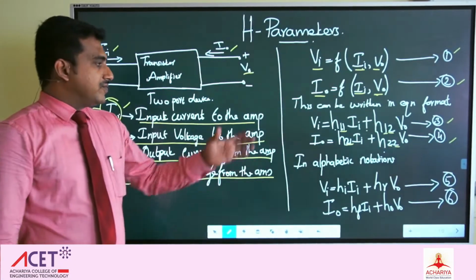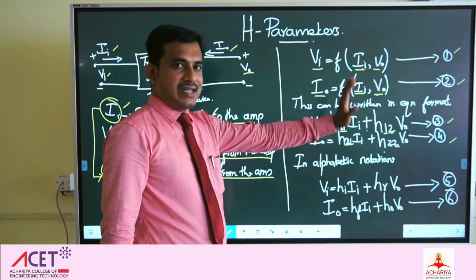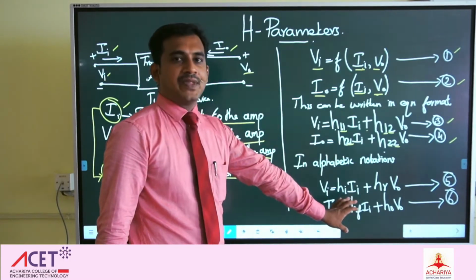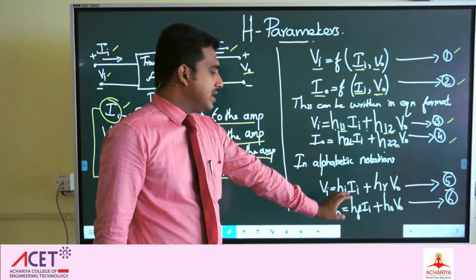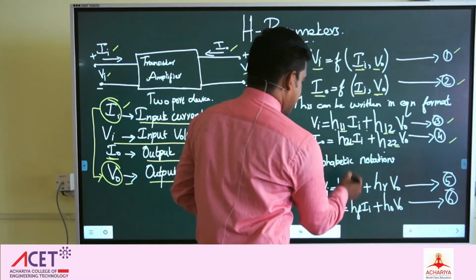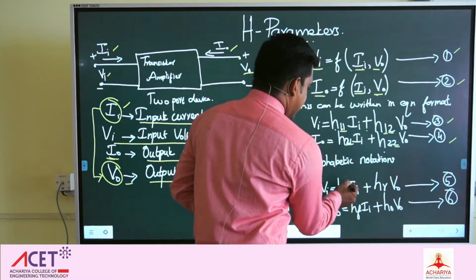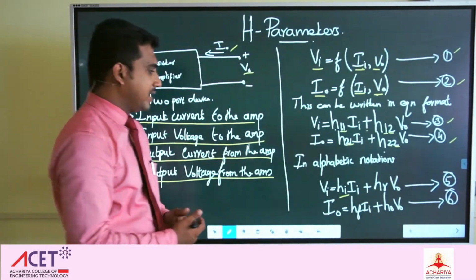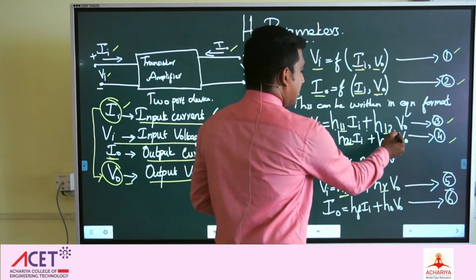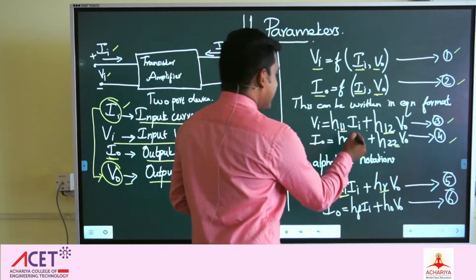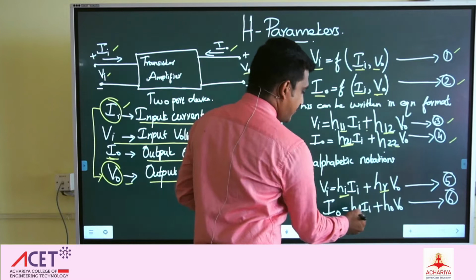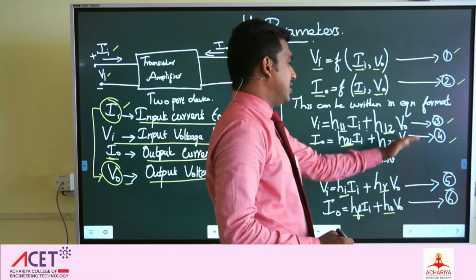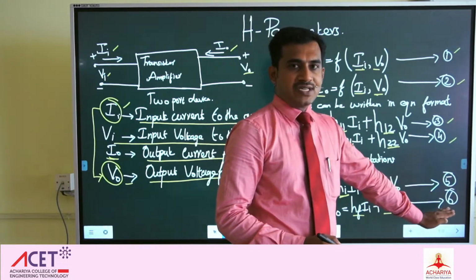Then next, we are rewriting this numerical notation into alphabetical notation. For evaluation purposes, H11 is replaced by Hi. The reason behind this I will explain in an upcoming topic. Hi for H11, H12 is replaced by Hr, H21 is replaced by Hf, and H22 is replaced by Ho. Consider these equations as equation number 5 and equation number 6.